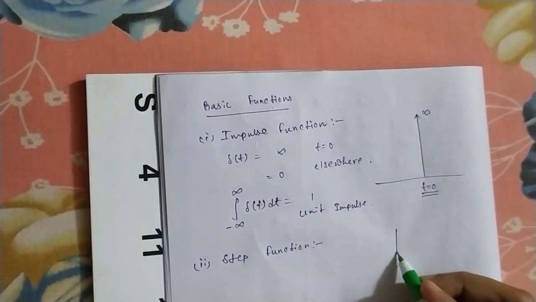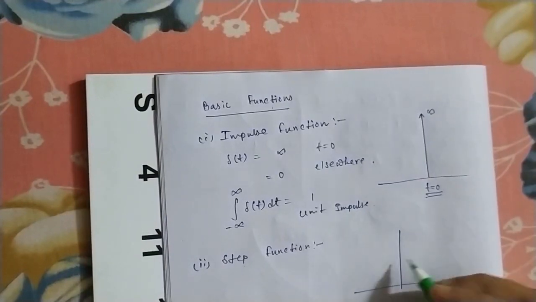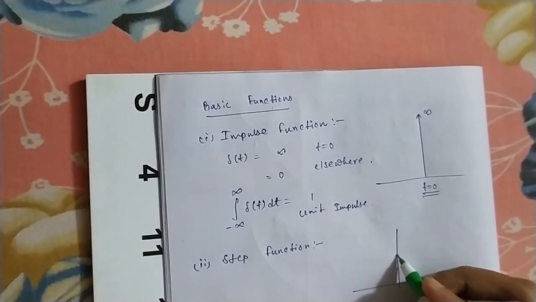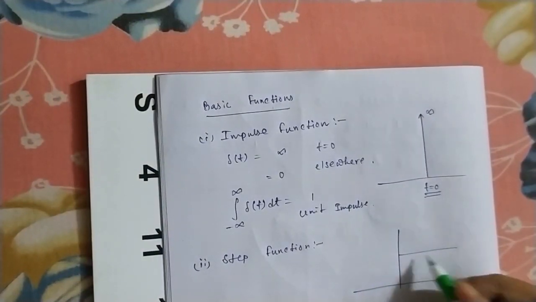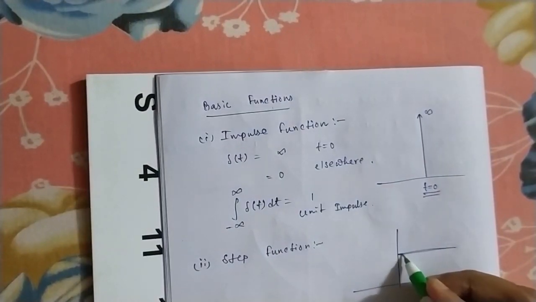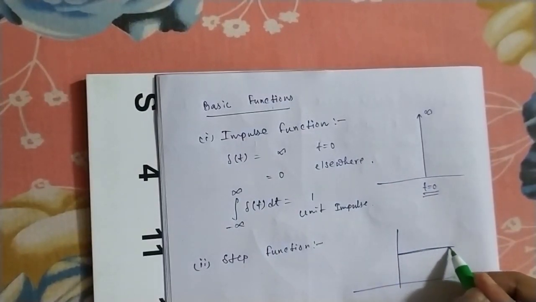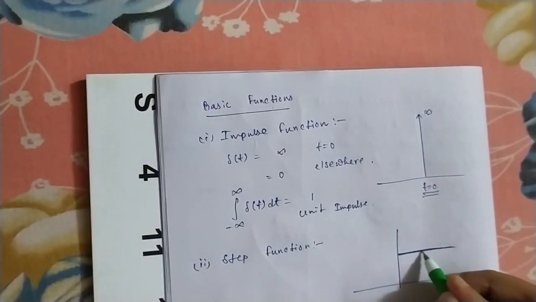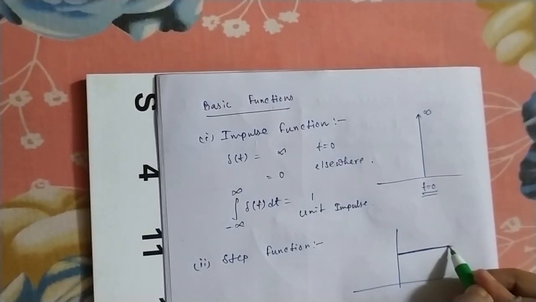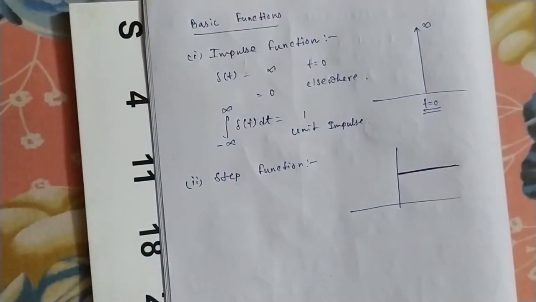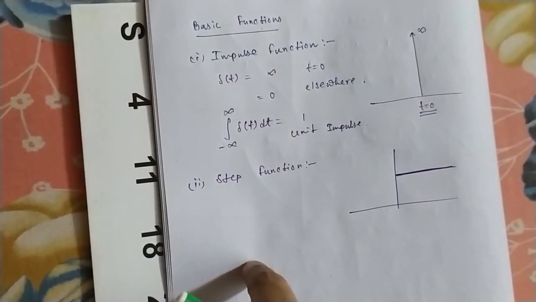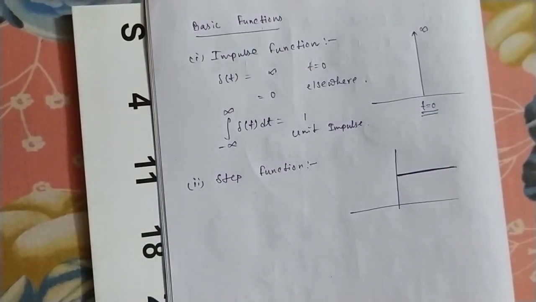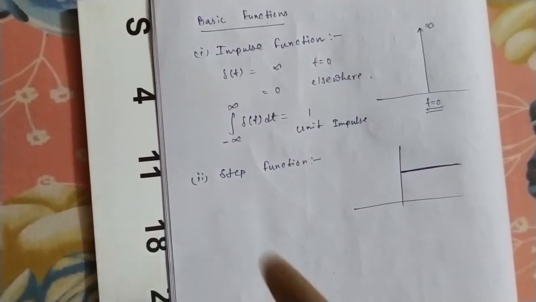Step function is the function which has value only after a particular time period, and it is actually constant after that time period. That means impulse is a shock. Like you are giving the input, and only at that instant you are removing that input. That is like a shock.